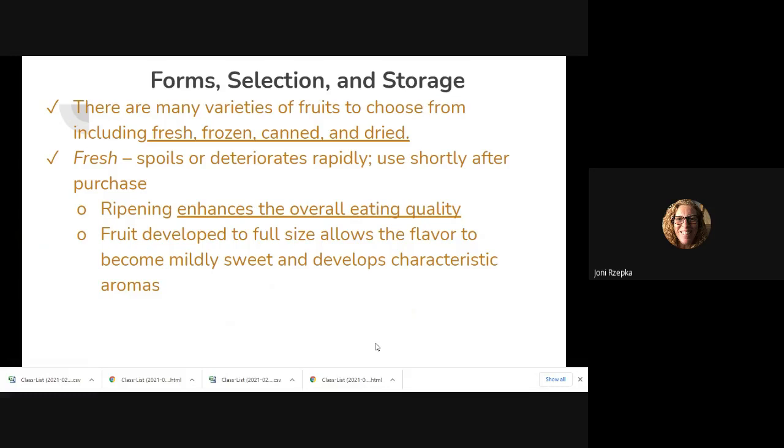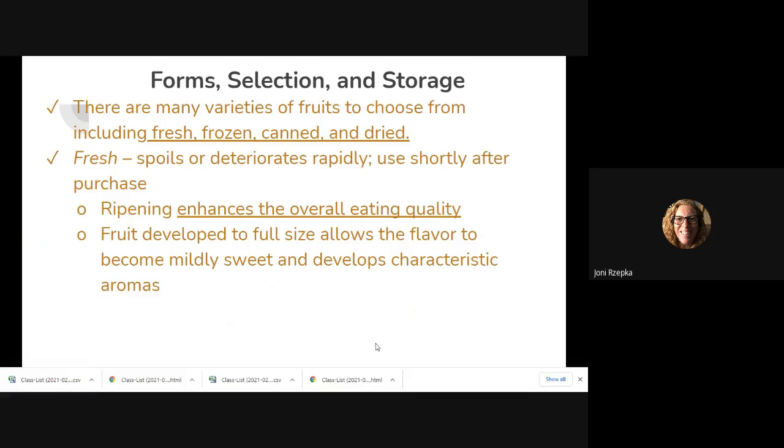The riper, it'll enhance the overall eating quality. You don't want them overripe, but you want them ripe. I always think of avocados. When I go and buy an avocado, I always pinch it to make sure it gives a little bit, because that means it's soft. But if it's as hard as a rock, I think of the consistency of a raw potato. It's crunchy, and you don't want to be crunching on your avocados.